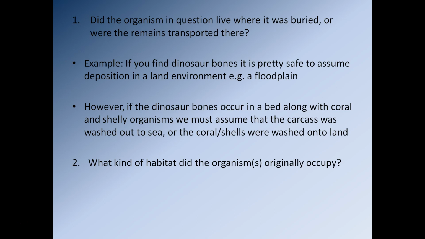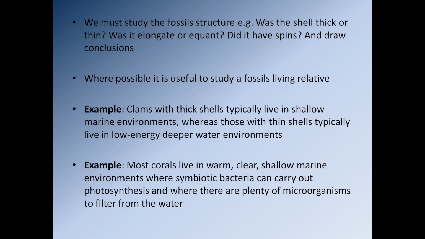The other thing we need to think about is, what kind of habitat did the organisms originally occupy? That's also going to be quite helpful. So we must study the fossil structure. For instance, did the fossil have a thick shell or a thin shell? Was it elongate or equant? Did it have spines? And from there we can start to draw conclusions. A classic example is this. A lot of organisms that live in sediment, organisms that bury themselves, don't have spines. They have very smooth shells. That obviously makes it easier for them to move in and out of the sediment.